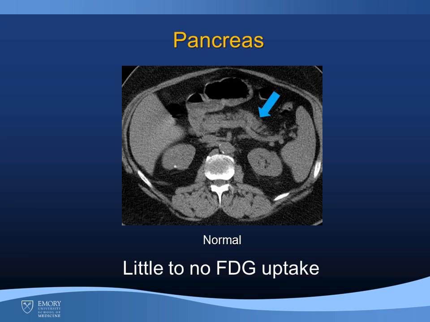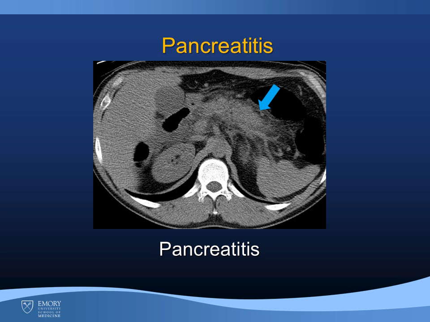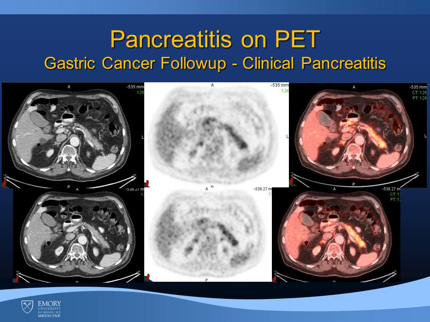Normal pancreas should have little to no FDG uptake over background. But pancreatitis, as one can imagine, should have increased uptake. As in this patient, this was a gastric cancer follow-up. Patient clinically had pancreatitis, and we could see just a little bit of fluid around the pancreas, and there's diffuse activity throughout the pancreas. IgG4-related disease may also have increased FDG uptake.